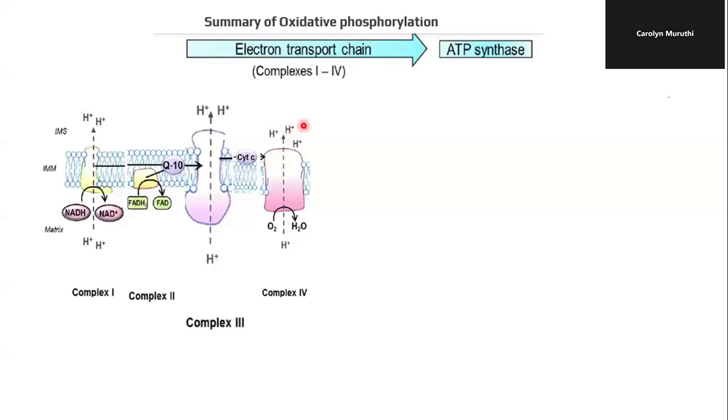Now the other 2 electrons will be used in formation of water. And here we'll see that the electrons that have been transferred to complex 4 are taken up by oxygen and reduced to water. So as we have said earlier, oxygen is the final acceptor of these electrons, and it is reduced to water.